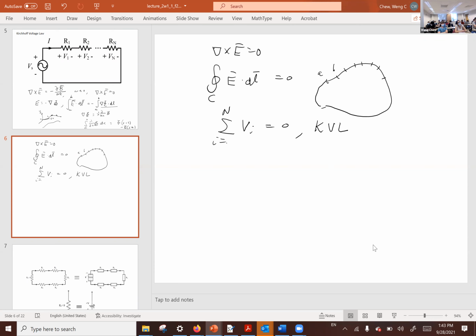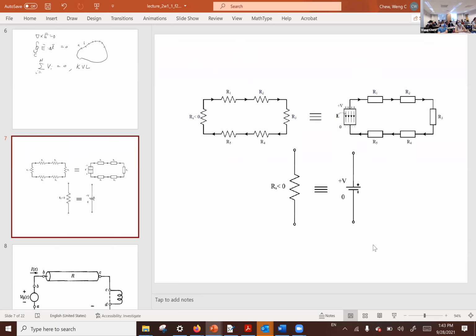Are there any questions before we move on? Since circuit theory is something close to your heart, since all of you are electrical engineers, in the picture we showed before, if you have a closed loop, we can apply Kirchhoff's Voltage Law to this closed loop.